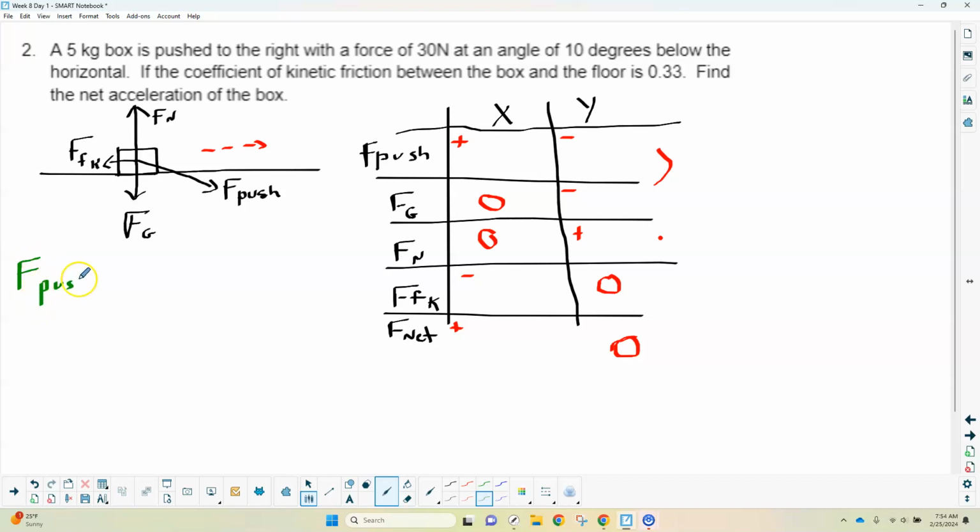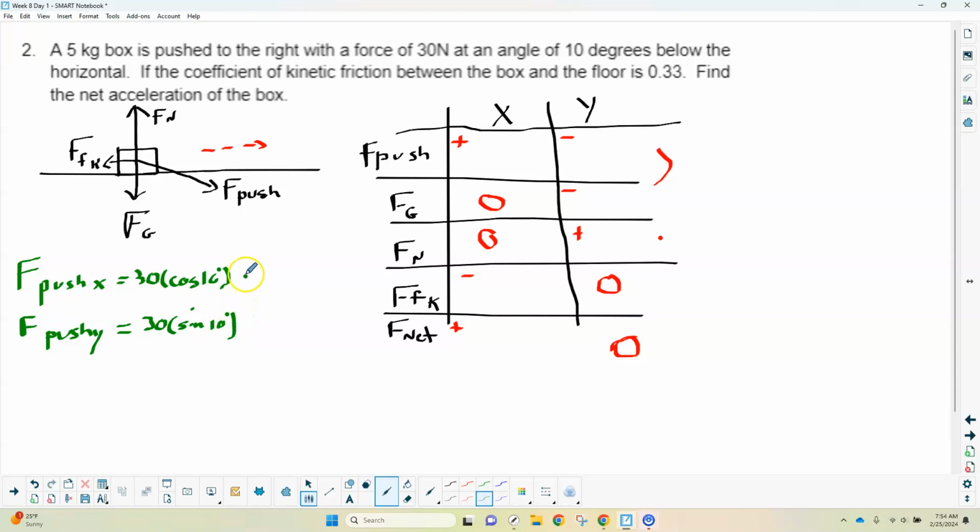So we have the push in multiple directions. So we have the x direction and the y direction. It gives us an angle, so we're going to have to do some trig. So the push in the x, push in the y. It would be the push, which is 30, times the x component would be the cosine of the angle. So it's 30 cosine of 10 degrees. And then for the y, it's going to be the same idea, except it's the vertical component, which would be going along with the sine function of that angle.